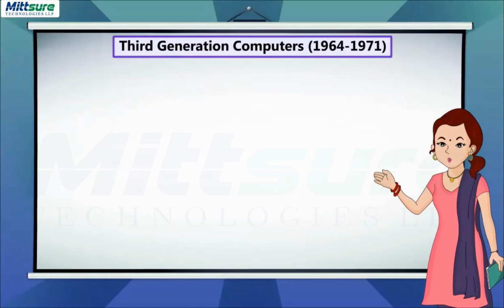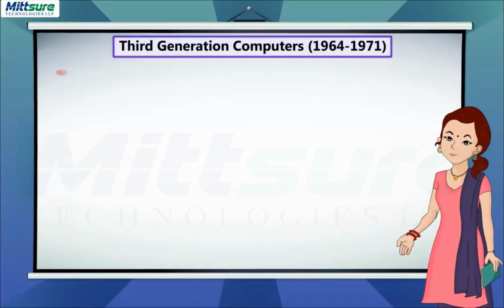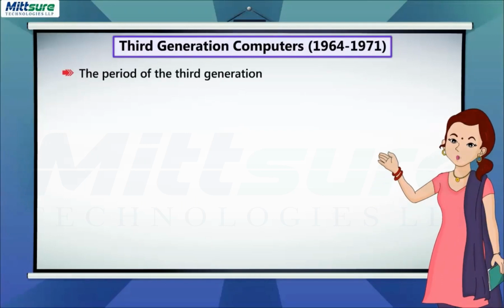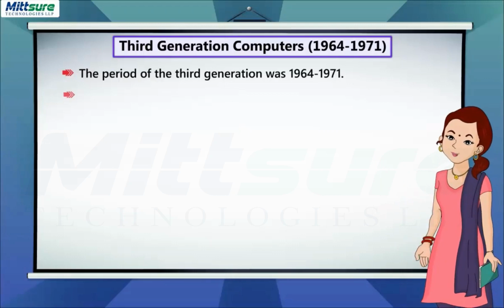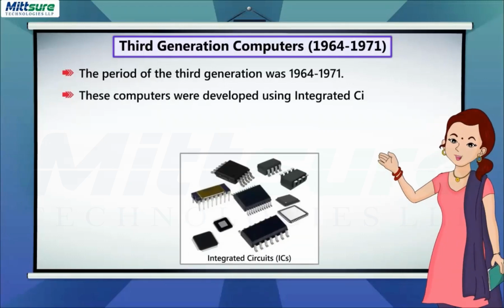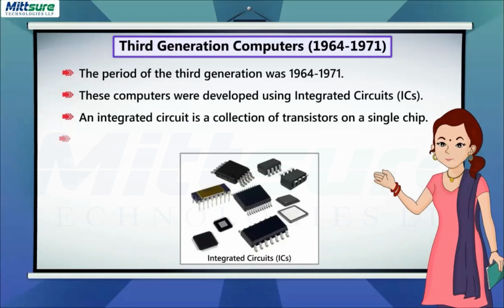Third generation computers, 1964 to 1971. The period of the third generation was 1964 to 1971. These computers were developed using integrated circuits, ICs. An integrated circuit is a collection of transistors on a single chip.